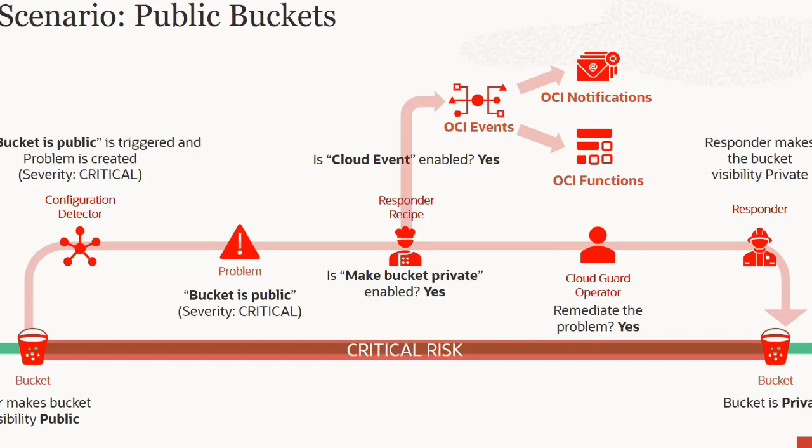If you did that, then the configuration detector would know it, and it would give you a cloud event if you had put that in place, and then it would send it out first to a function. The function would remediate the problem and make the bucket private again. Now, this is all automatic if you set it up.